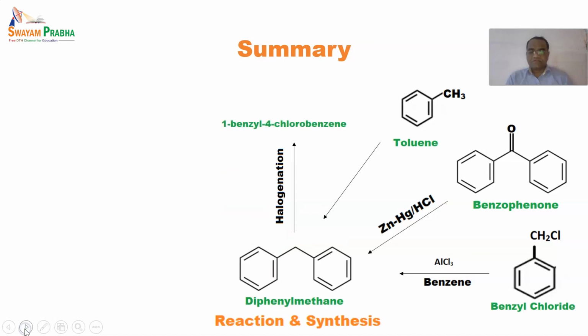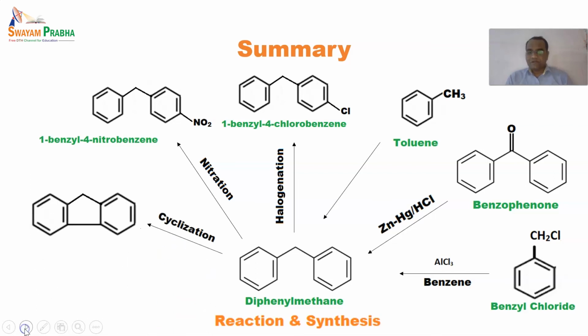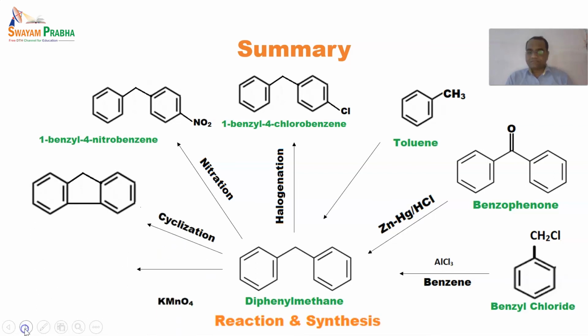After that, reactions of diphenylmethane. After halogenation, it forms a chloro-derivative. After nitration, it forms a nitro-derivative. The nitro-derivative is at the 4th position only. After that cyclization, so it gives a cyclic product, and after that oxidation, it gives benzophenone. So here we have also seen that by reduction of benzophenone we get diphenylmethane, and from oxidation of diphenylmethane, again we can get the same product, that is benzophenone.